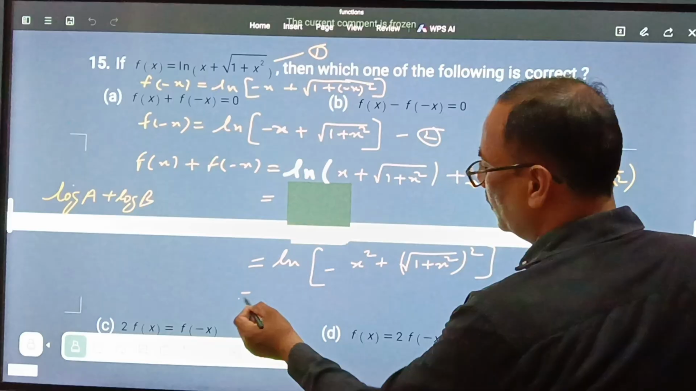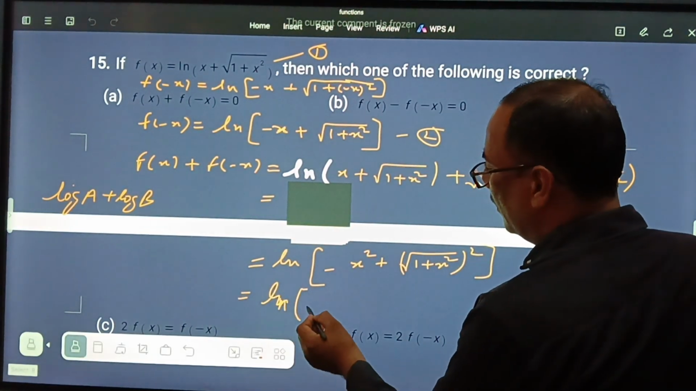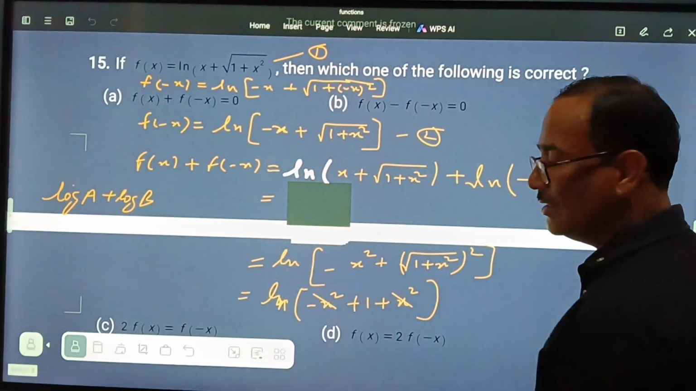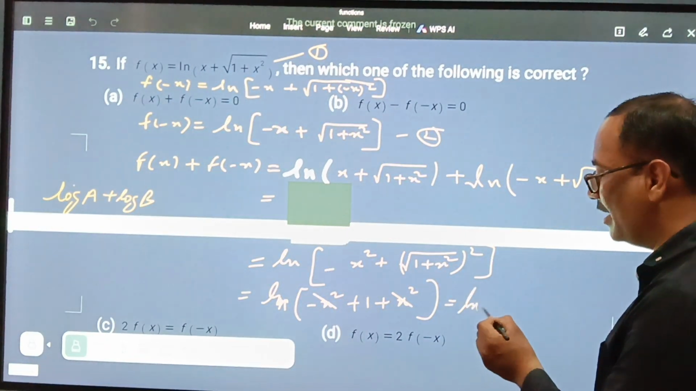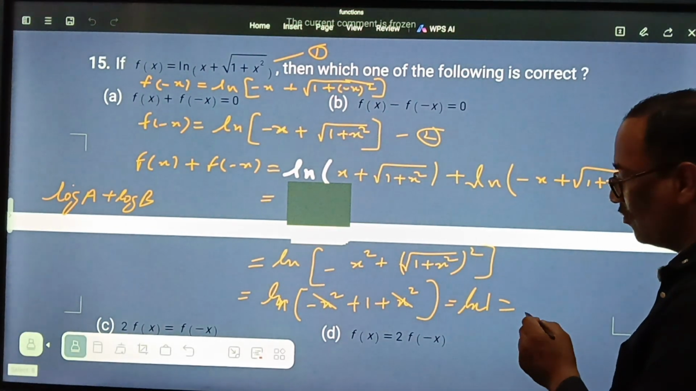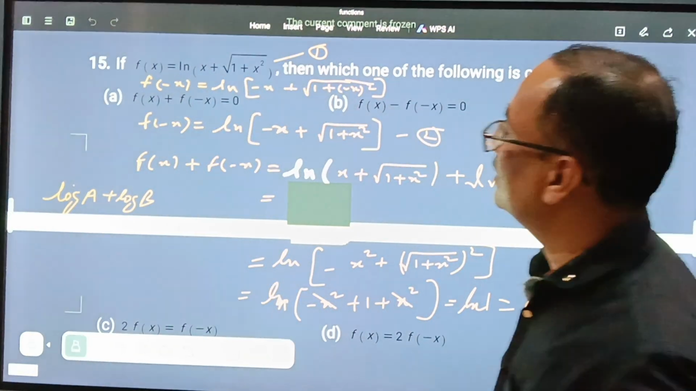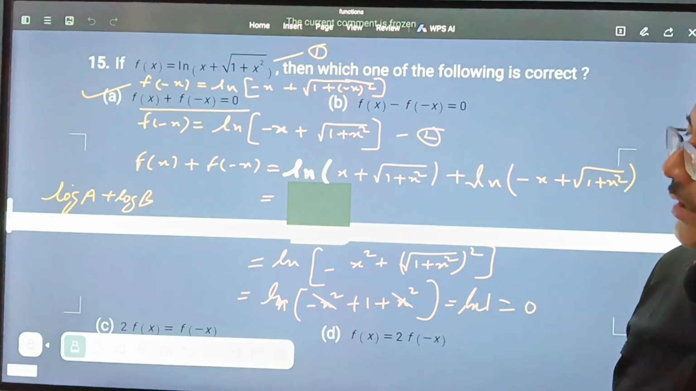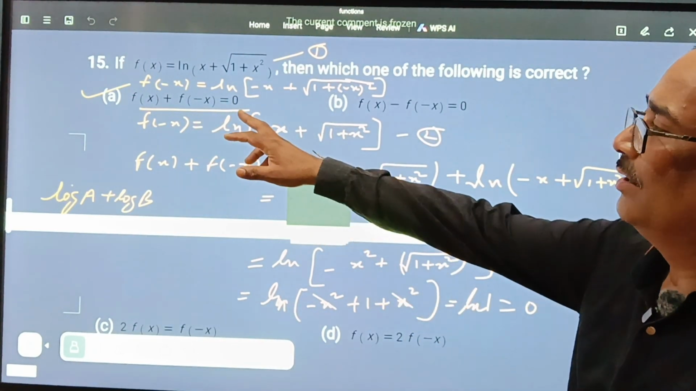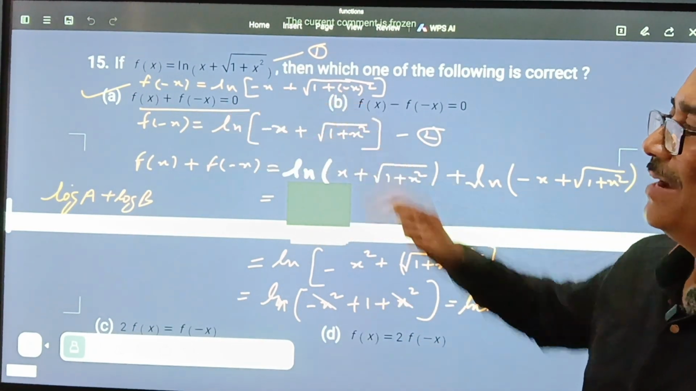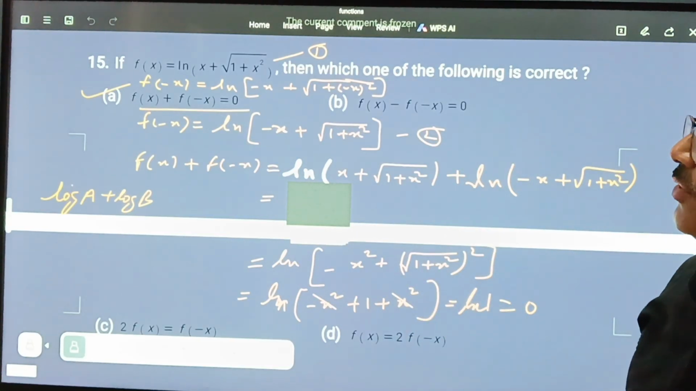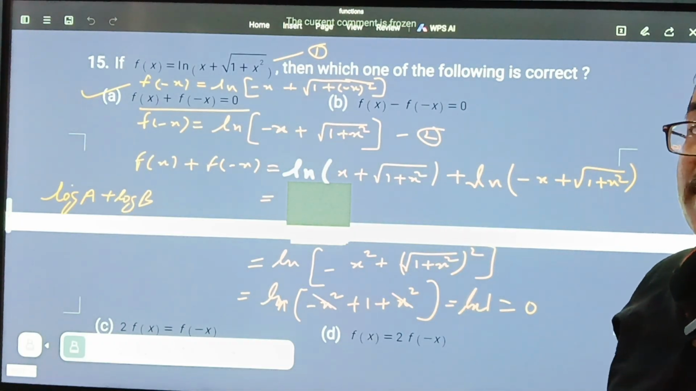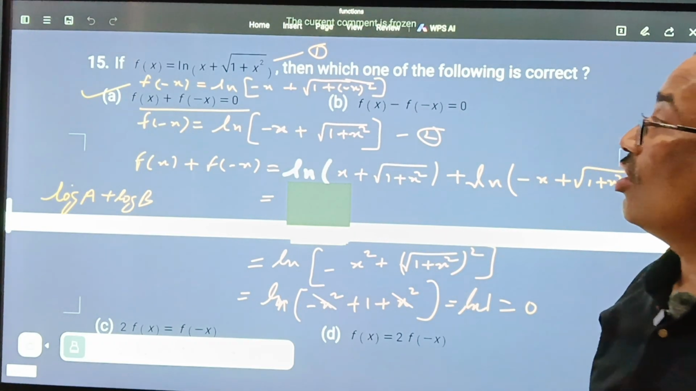So it is equal to ln of minus x square plus 1 plus x square, hence x square is cancelled out, ln of 1 is there, and we know very well log 1 is 0. So the correct option is the first one, because this is equal to 0. So we can check here, f of x plus f of minus x is equal to 0, that is f of x is equal to minus f of minus x. So this function is an odd function.